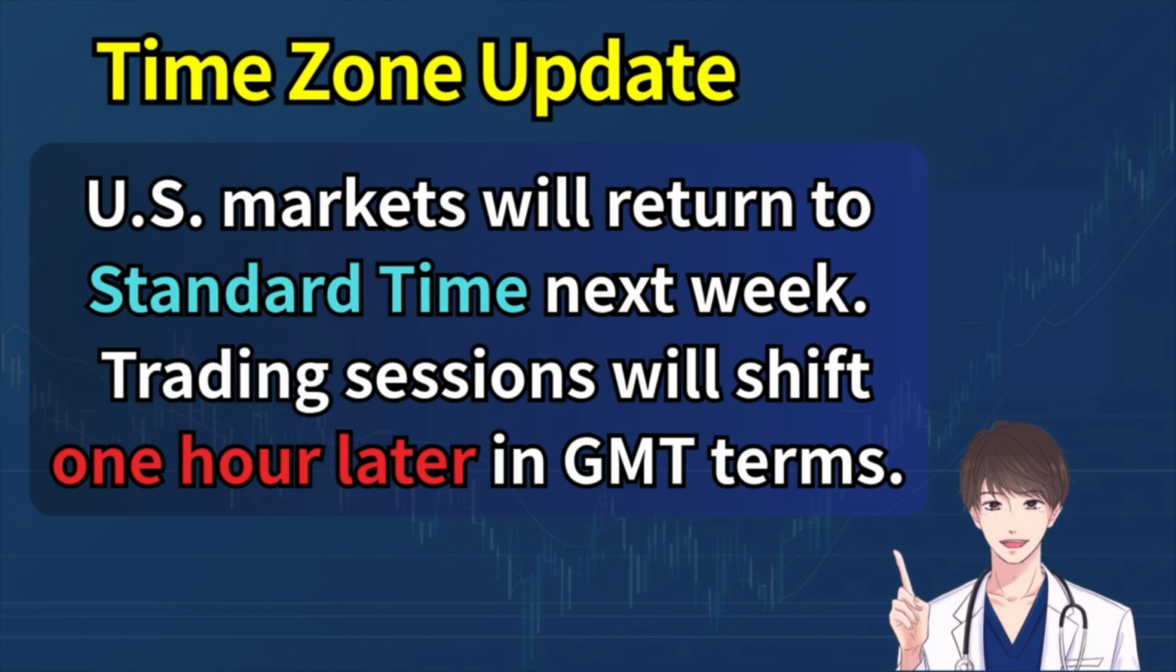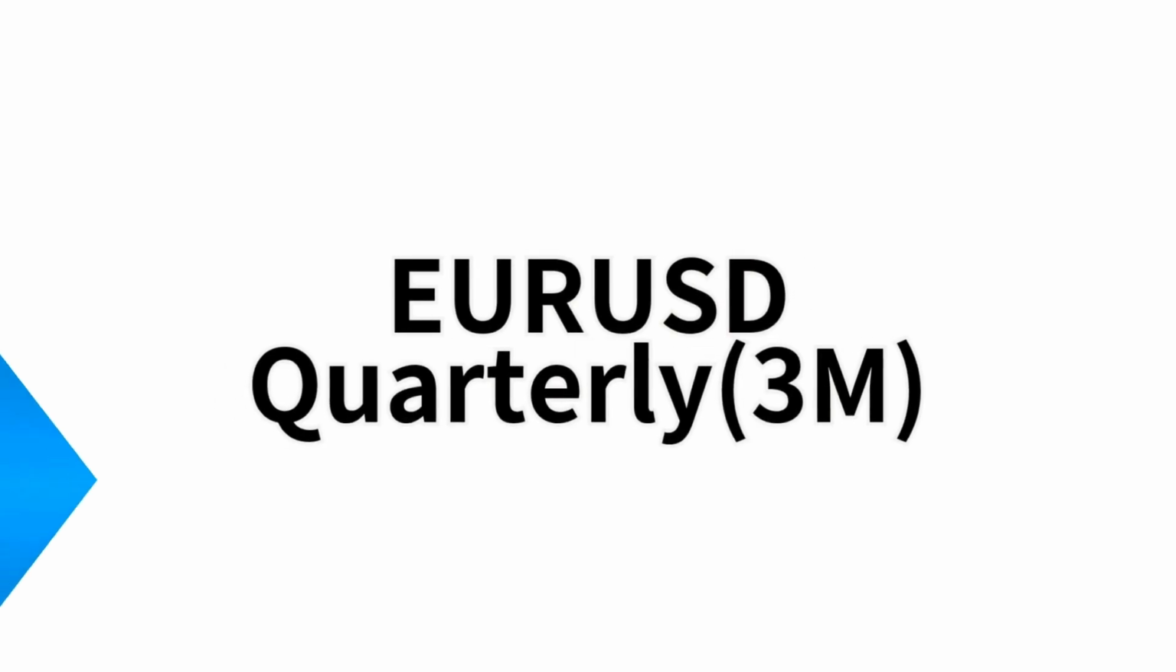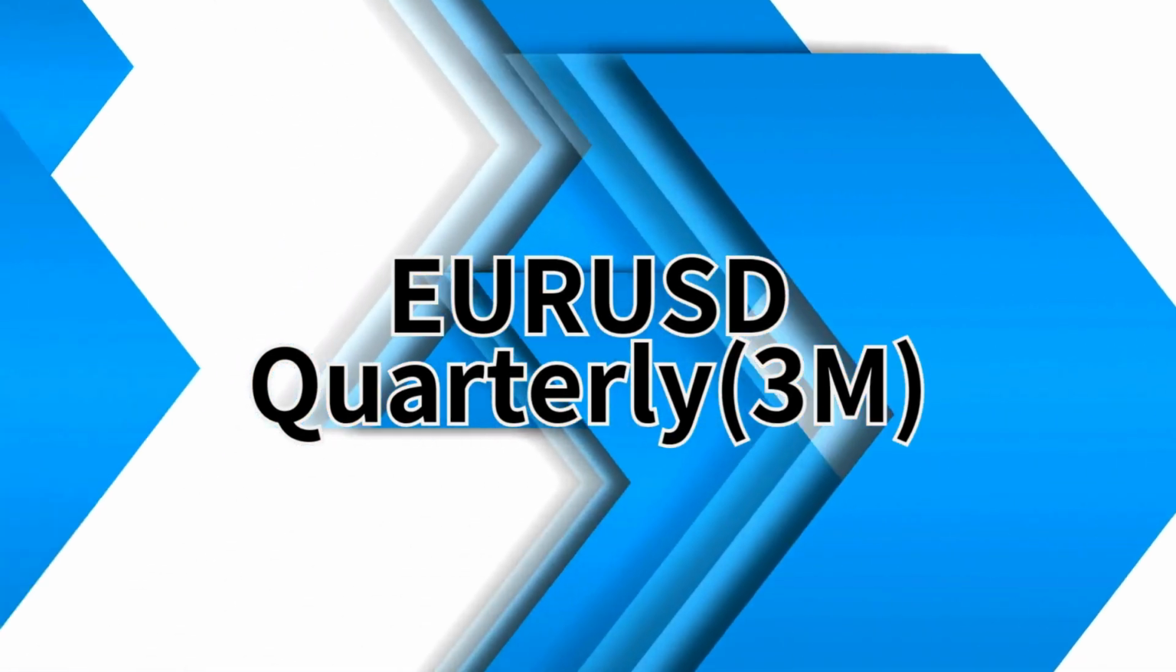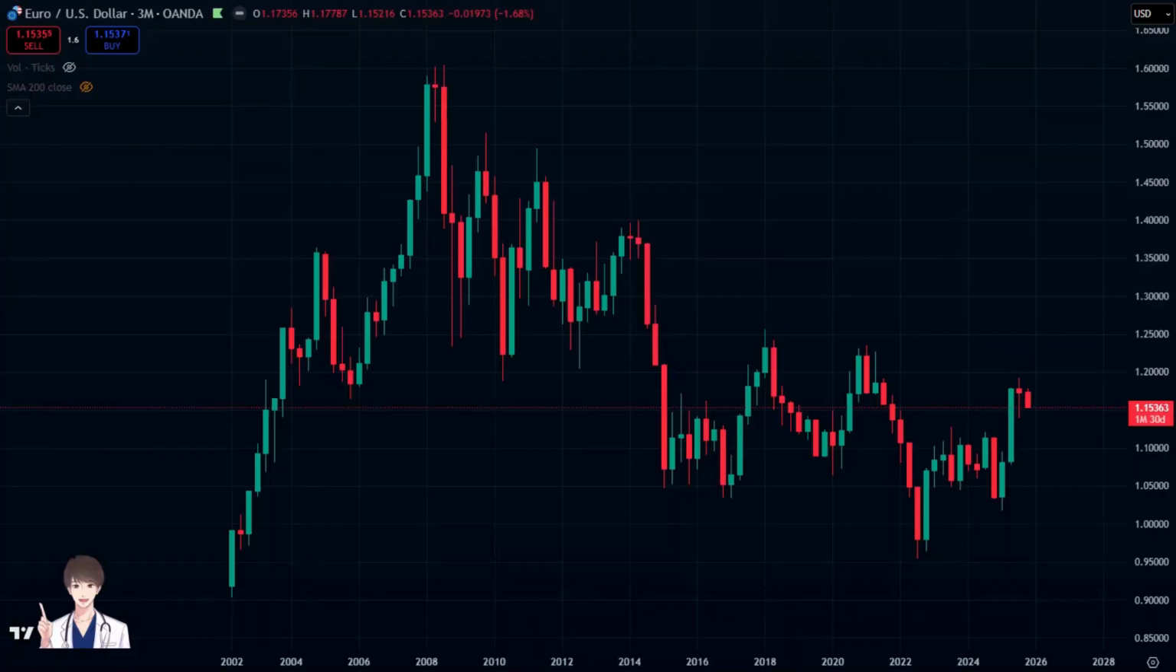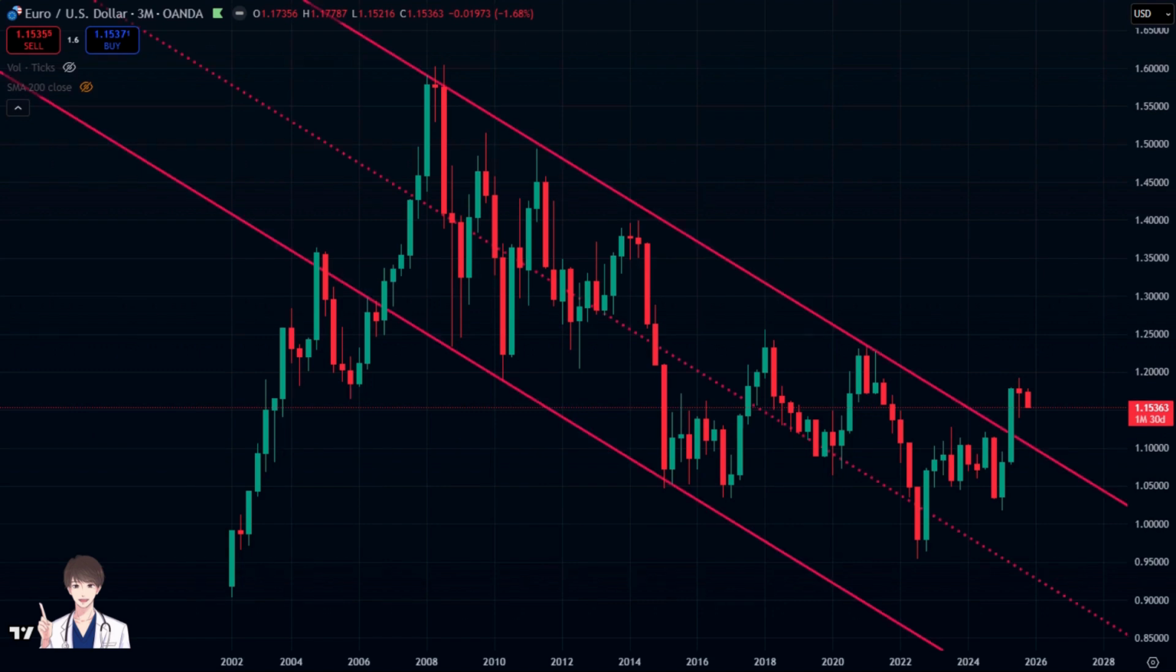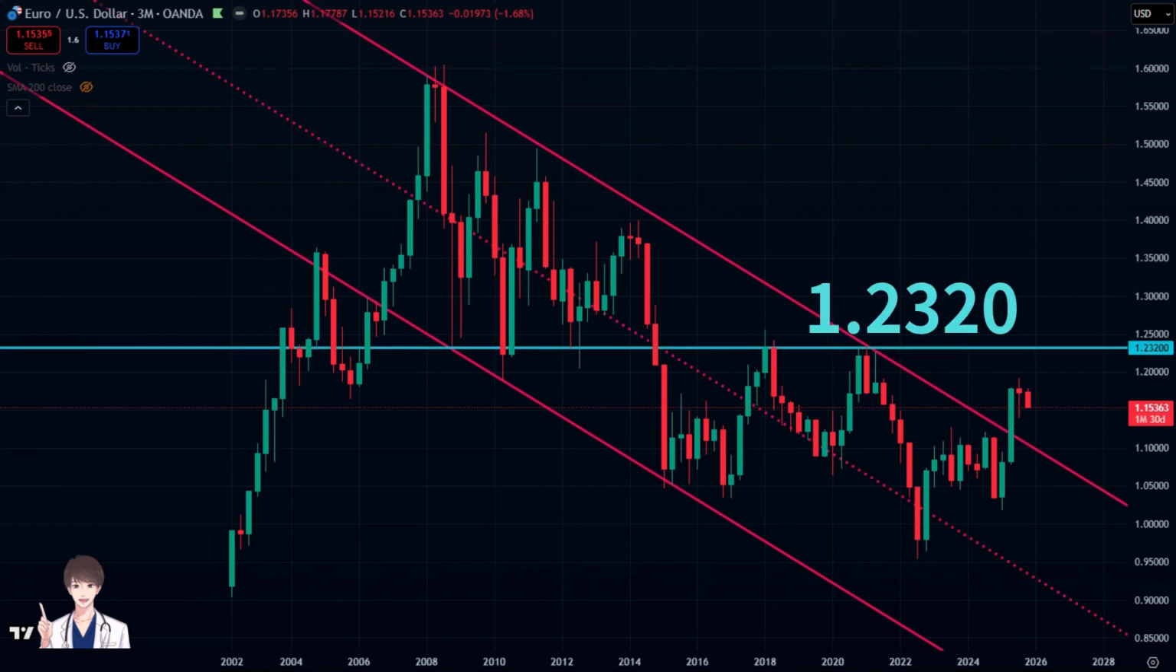Now, let's begin with the quarterly chart. Here is the 3-month chart of EURUSD, also called the quarterly chart. As shown here, I see this as a breakout above the long-term downtrend. The key high is around 1.2320.